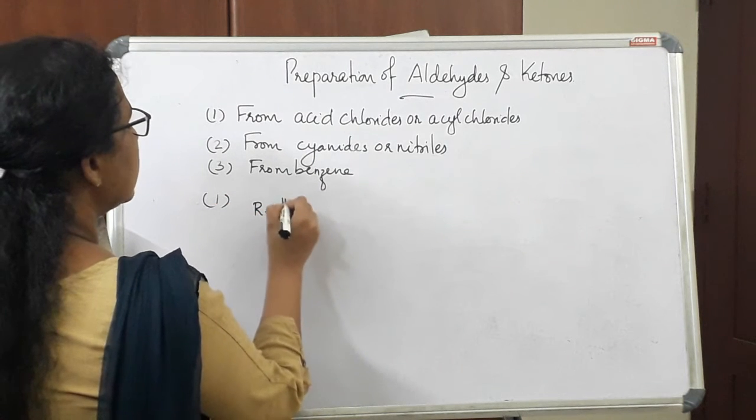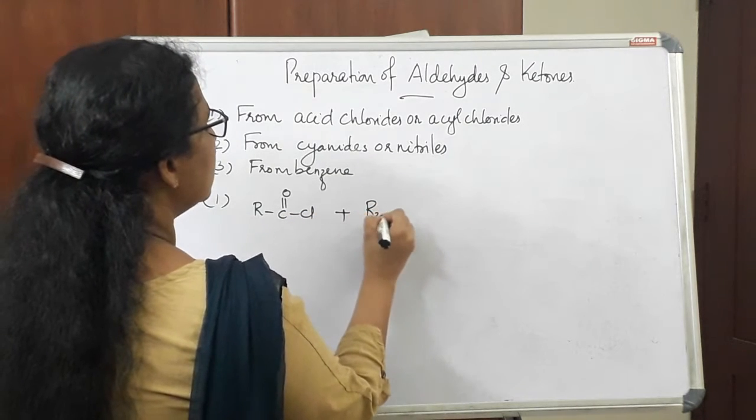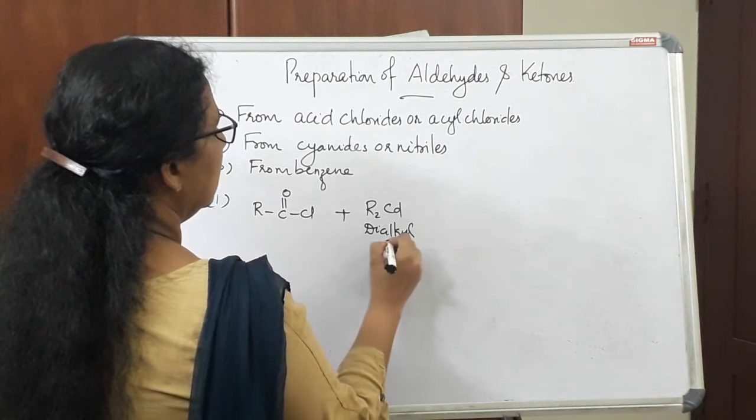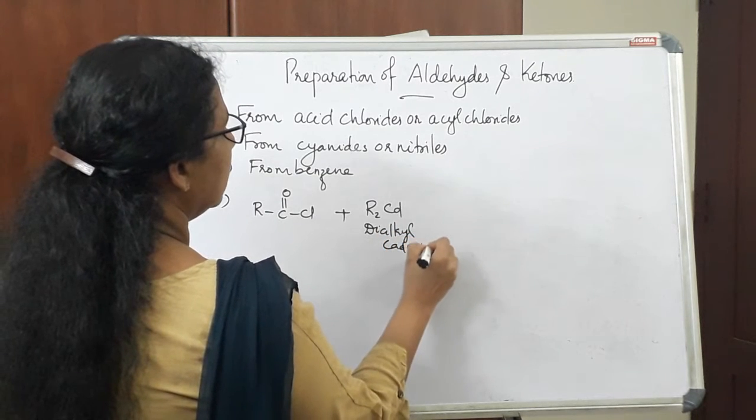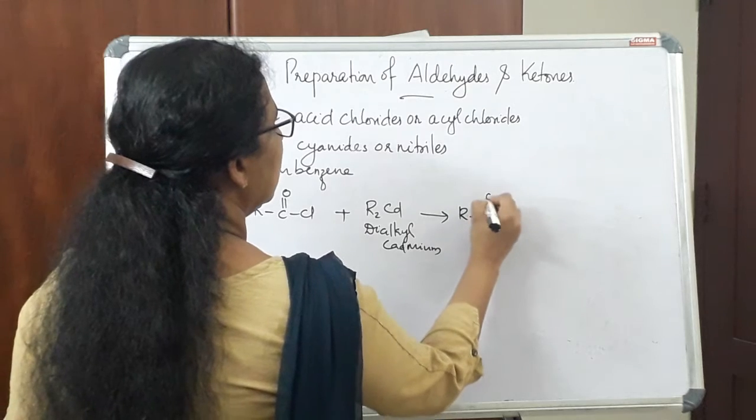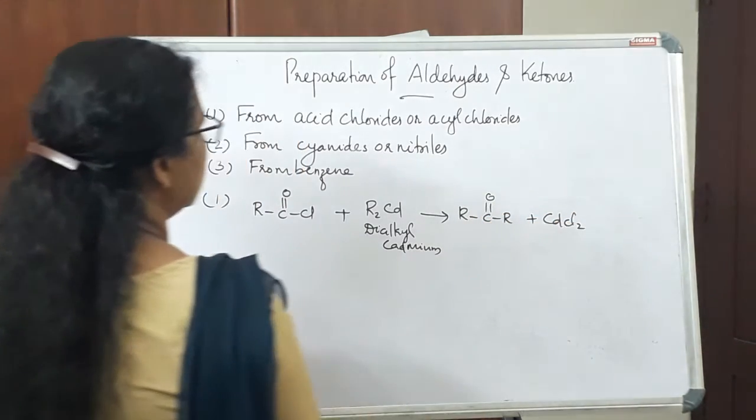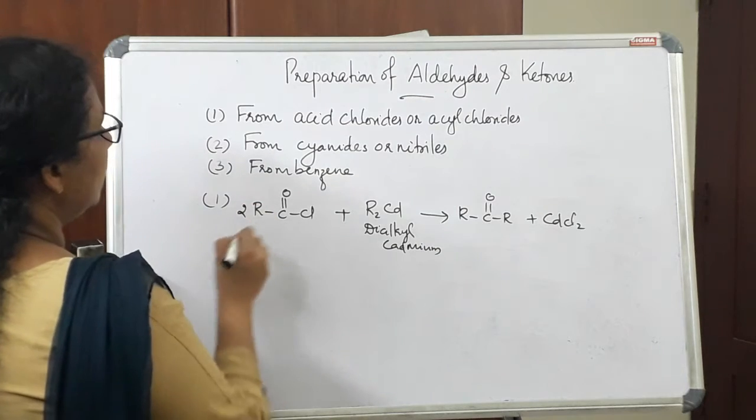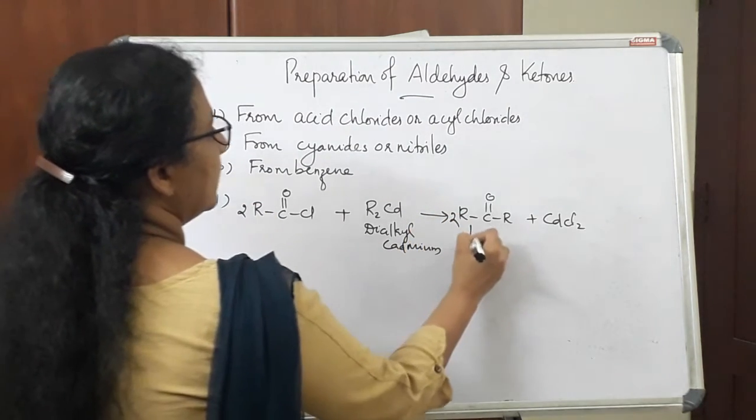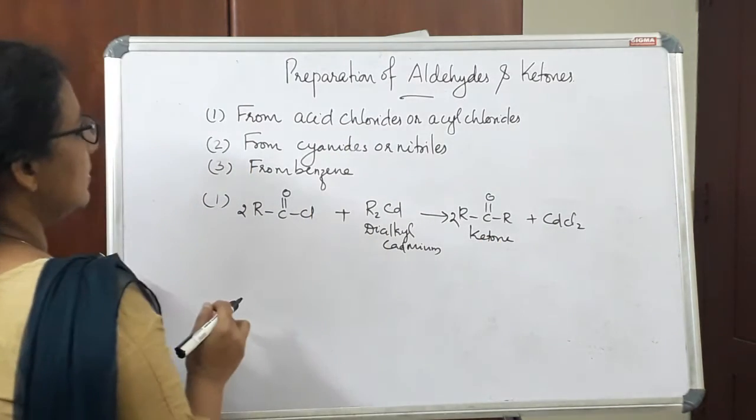So acid chloride is RCOCl. Here we use the reagent R2Cd, that is called a dialkyl cadmium, which gives ketone and CdCl2 as the byproduct. So here we need to take 2 molecules of RCOCl and we will get 2 molecules of ketone. So this is one method for the preparation of ketone, that is from acid chloride.